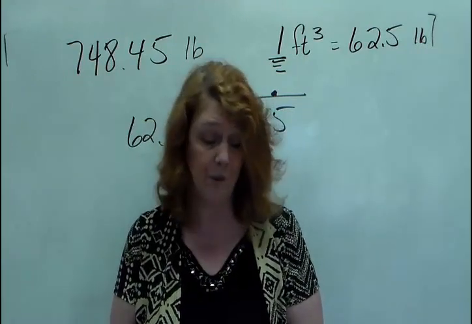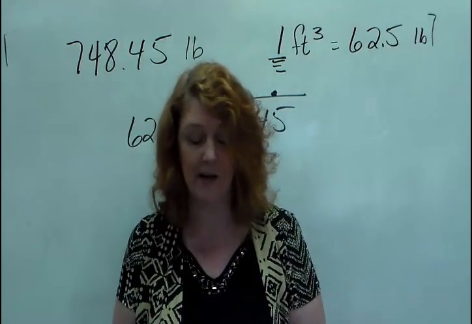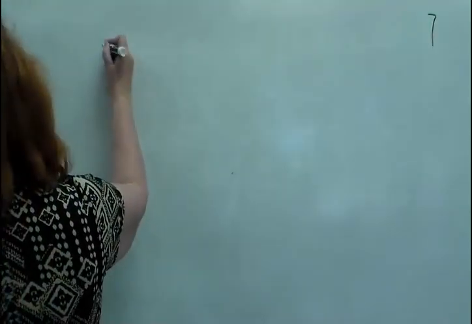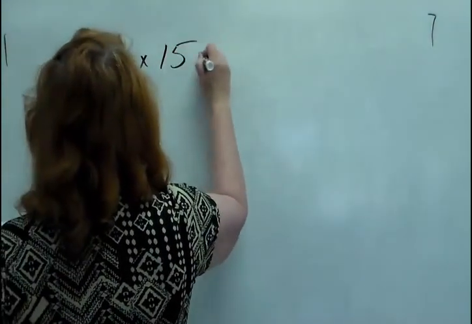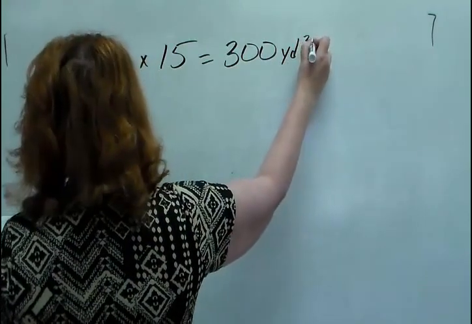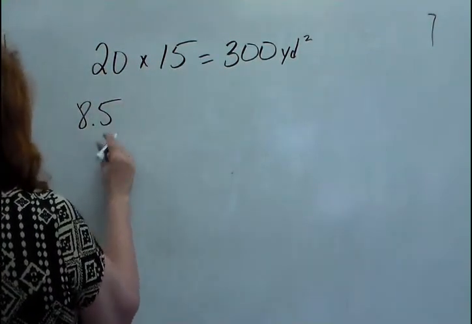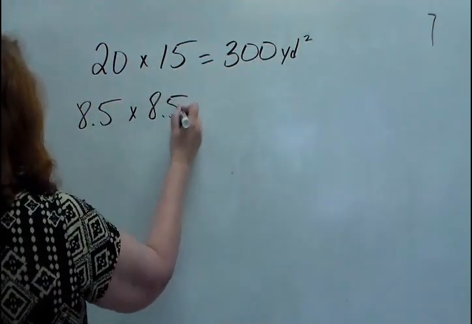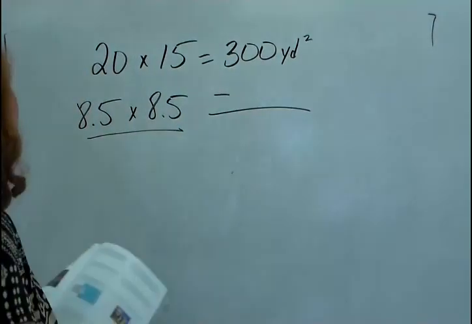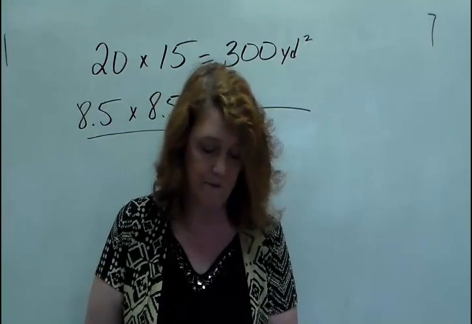Number 21, a rectangular yard is 20 feet by 15 feet. The yard is covered with grass, except for an 8.5 foot square flower garden. How much grass is there? So we're going to do 20 times 15 feet, and that's going to give us 300 yards squared. But we're going to subtract the 8.5 foot square, so it's 8.5 times 8.5, and we're going to figure this out, and we're going to subtract it from our 300 in order to figure out how much is left for the lawn.